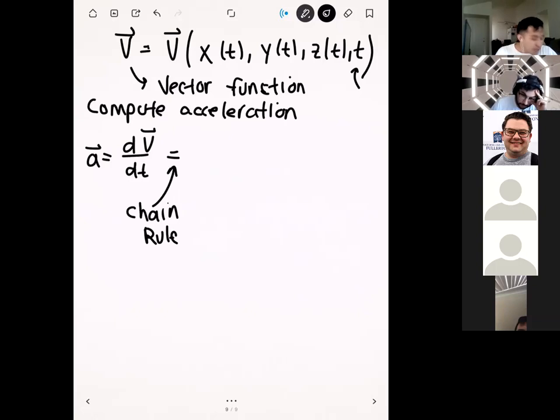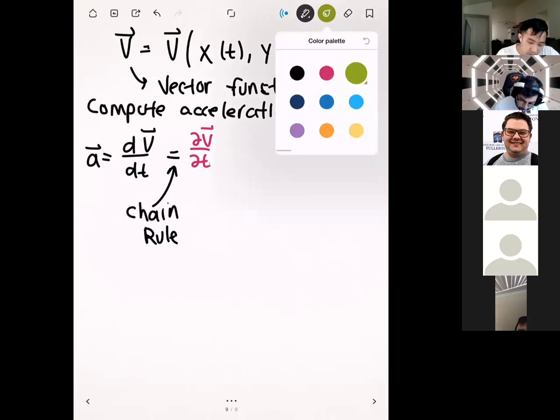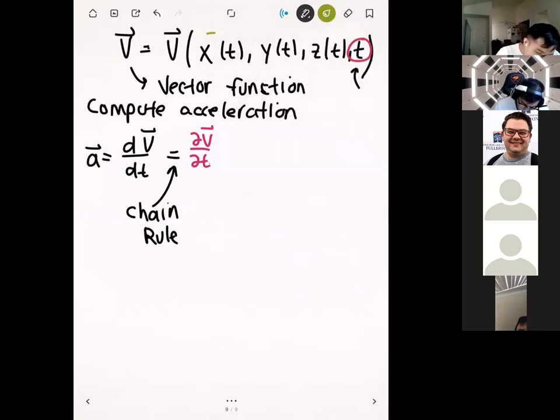And so you might not have seen the chain rule like this, so I'm going to break it down. But first, let me write out all the different terms. So first we have this. Because the velocity itself depends on time, we can just take the velocity and take a partial derivative with respect to time.